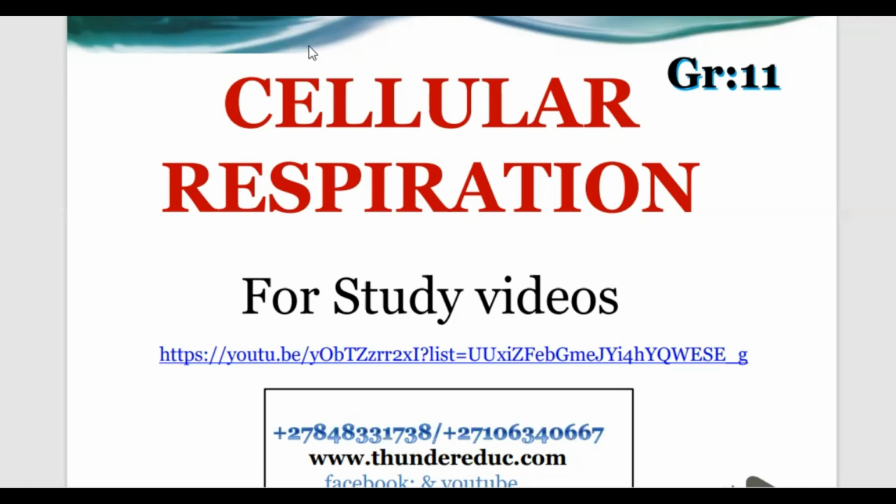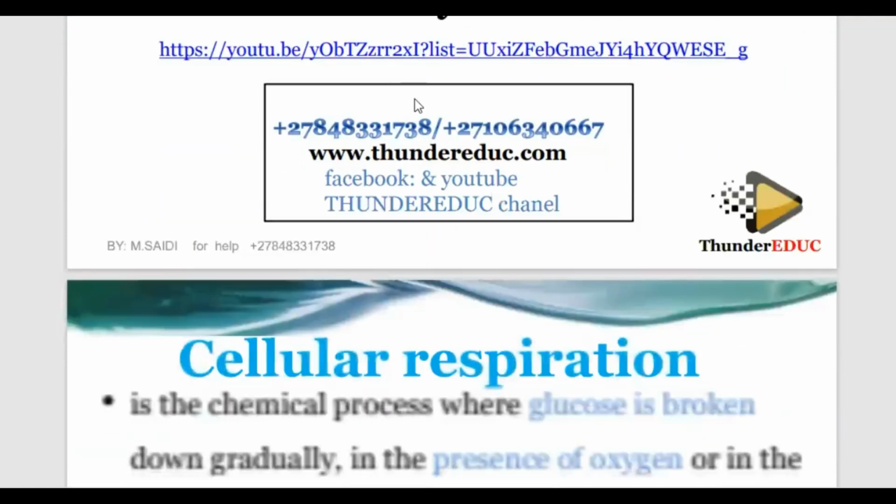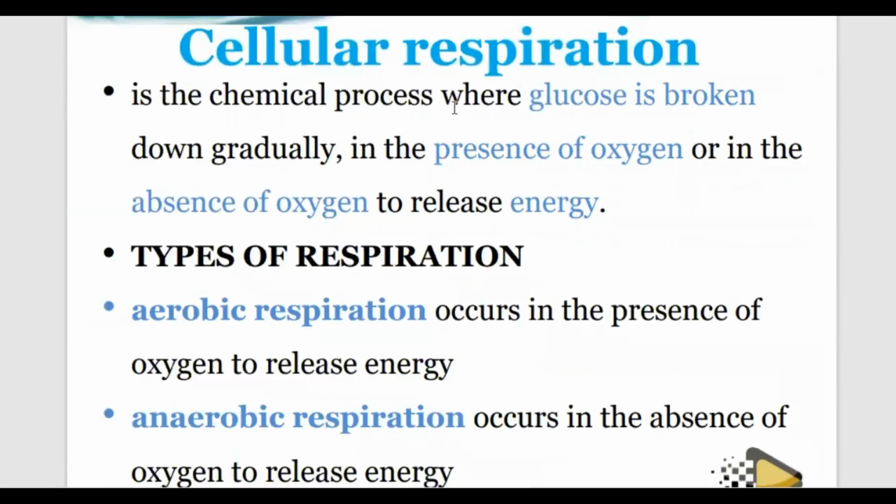Welcome to cellular respiration. Let's go into detail. Cellular respiration is a process whereby glucose is broken down gradually in the presence of oxygen, or in the absence of oxygen, but the two will produce what we call energy. So the major purpose of respiration is to produce energy. This process is basically a chemical process. It means that it involves chemicals so that the process can take place.